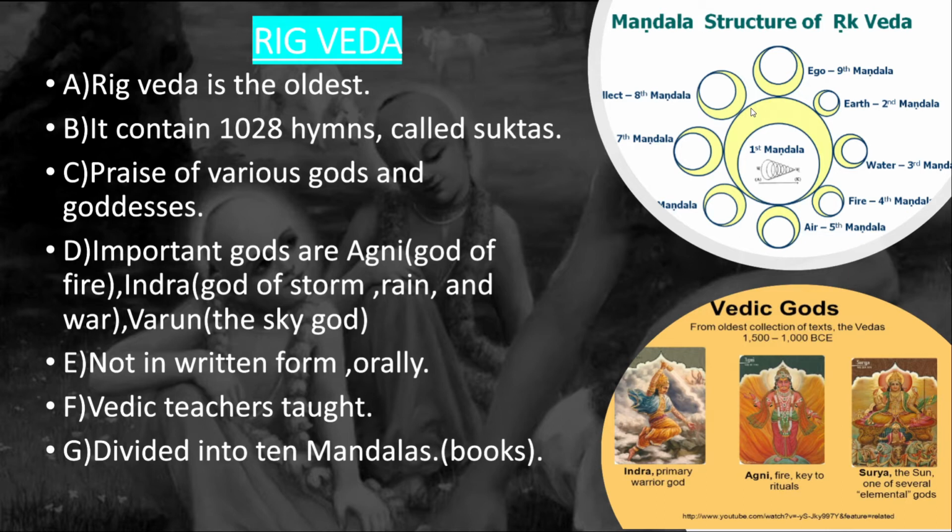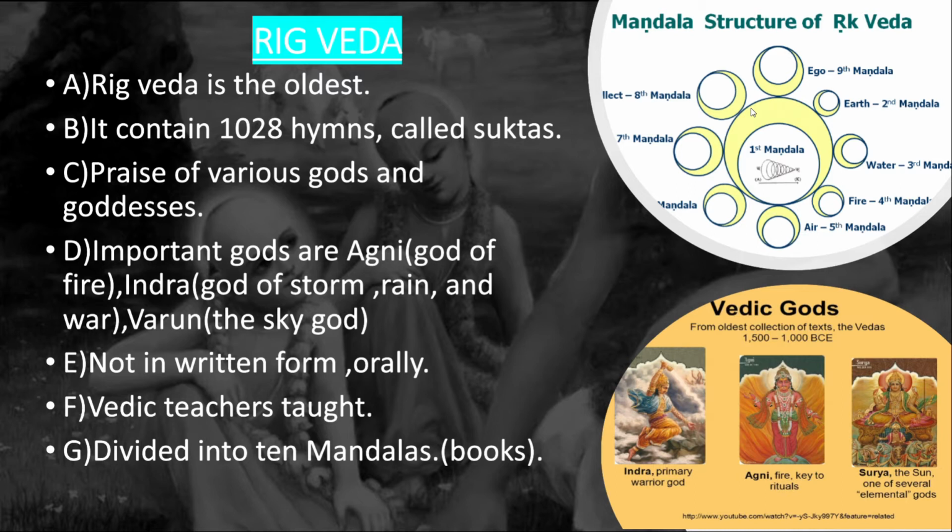Among these, the Rig Veda is the oldest. It was composed some 3500 years ago. It contains 1028 hymns which were called suktas, meaning well said. These hymns are in praise of various gods and goddesses. Some of the important gods mentioned in the Rig Veda are Agni, god of fire; Indra, god of storm, rain and war; and Varuna, the sky god. These hymns were composed by sages.